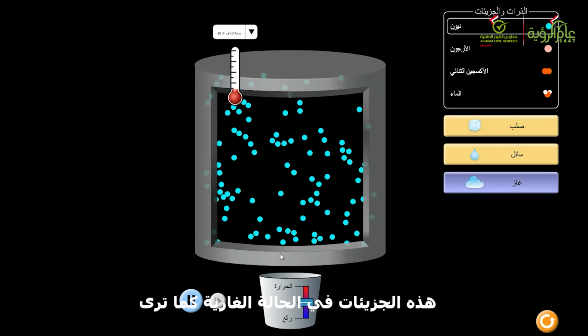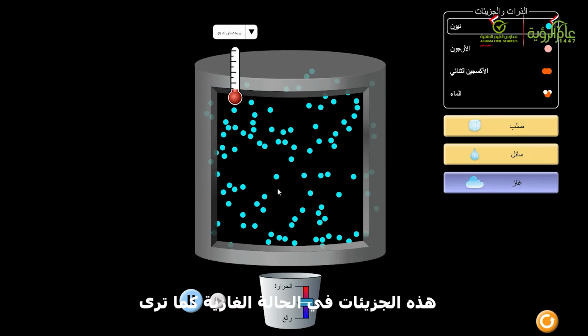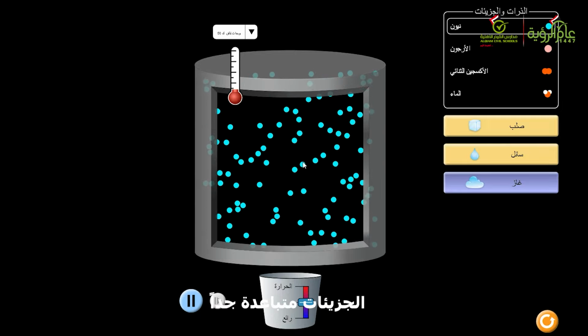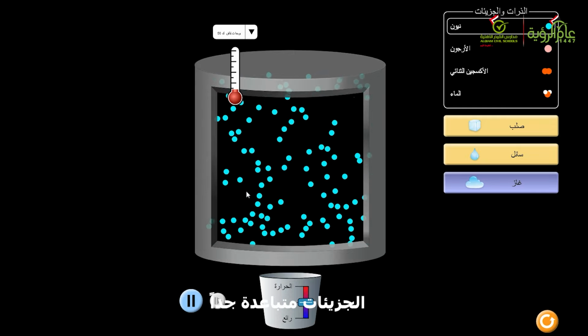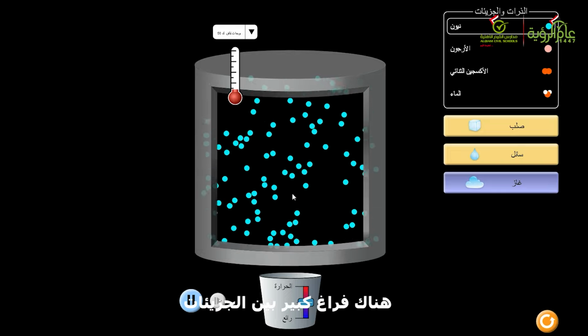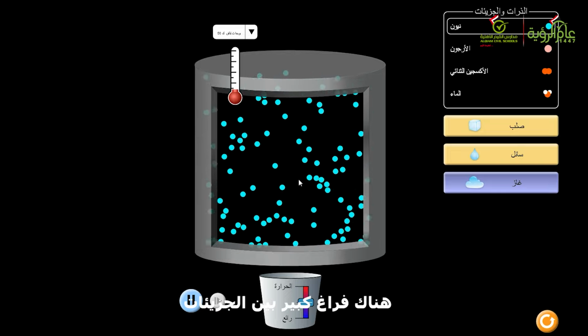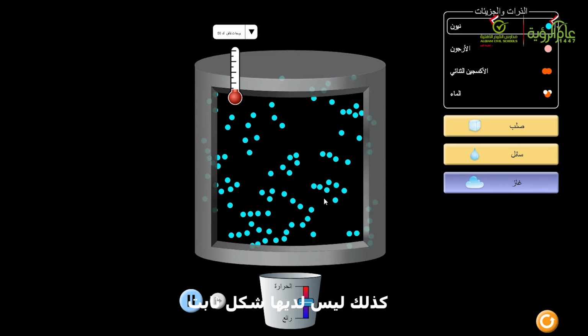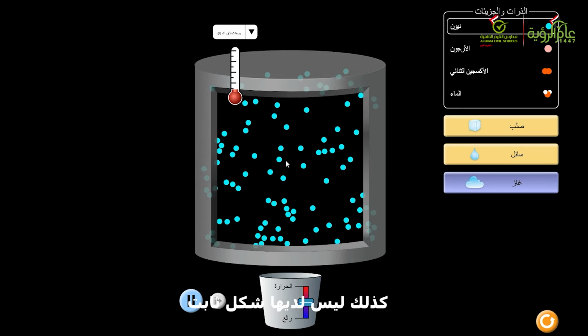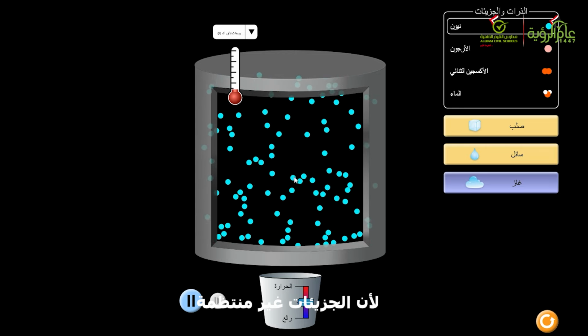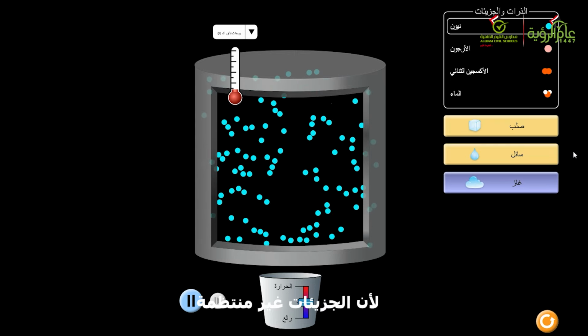This is the gas state, the particles in the gas state. As you see, the particles are far apart. There is a very large space between the particles. Also, it has no fixed shape because the particles are unarranged.